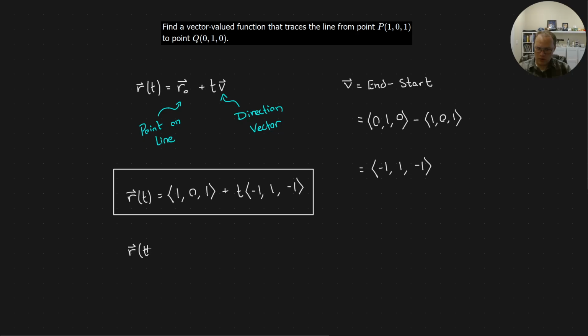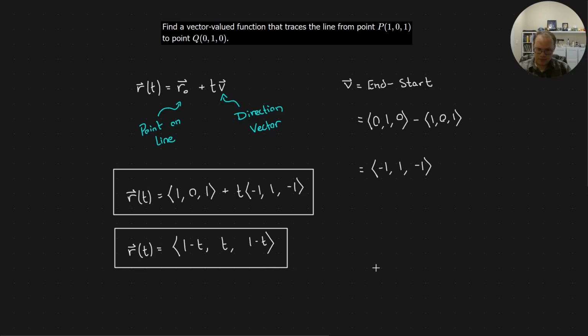Though if I want to do the scalar multiplication and vector addition, I could write my answer as 1 minus t, 1 minus t. That is a vector valued function that traces out the line that goes from point P to point Q. Okay, we make sure we have the orientation correct because we made sure that our direction vector is pointing in the direction from point P to point Q. Okay, let's look at another one.